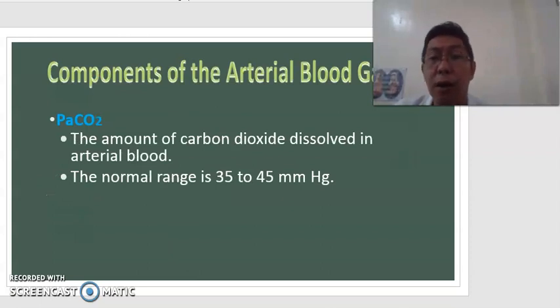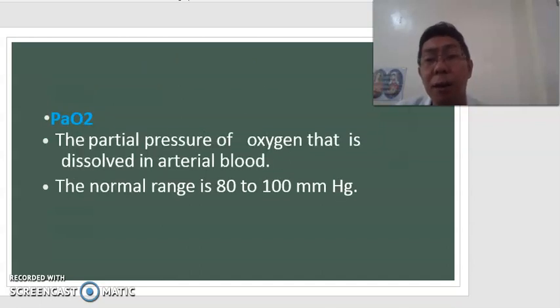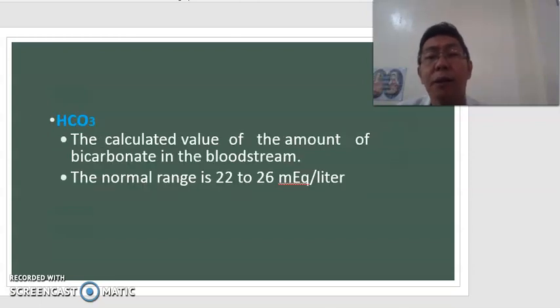These are the components of the arterial blood gas. PaCO2 is the amount of carbon dioxide dissolved in arterial blood. Our normal range is 35 to 45 millimeters mercury. Then we have PaO2, the partial pressure of oxygen dissolved in arterial blood. Our normal range is 80 to 100 millimeters mercury. Then we have the bicarbonate, a calculated value of the amount of bicarbonate in the bloodstream. The normal range is 22 to 26 milliequivalents per liter.